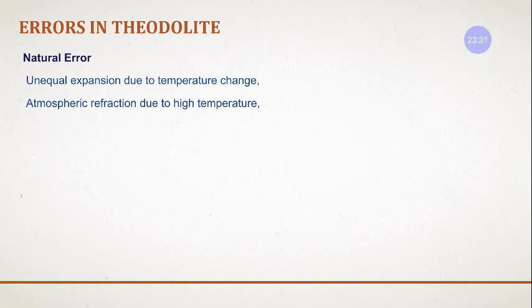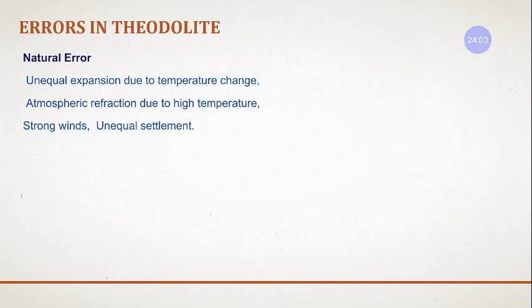Atmospheric refraction due to the high temperature. When the temperature is higher, there might be refraction, so you will not be able to see exactly where the object is. There might be some deviation in the object. The object may be somewhere else, but you are bisecting somewhere else, because you see the object there due to the deviation in the angle of the object because of the refraction.